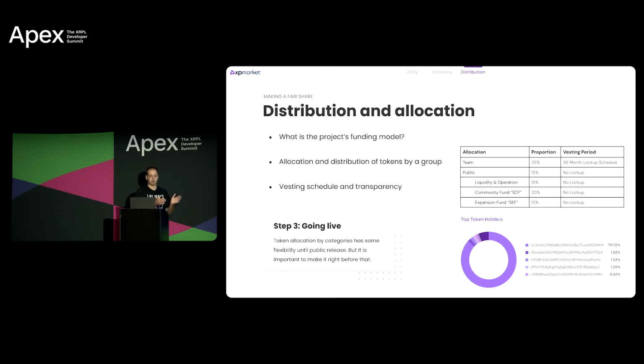So in the first example on the table, you can see that there is quite a large chunk which goes to the team, and they place themselves first. So that quite shows the focus, I would say. They claim the token lock is present, but in fact it is not.